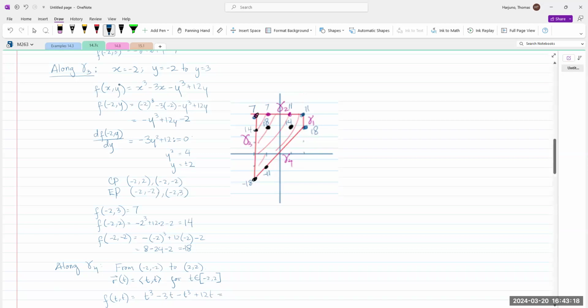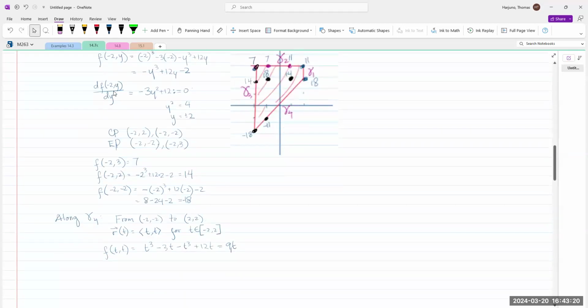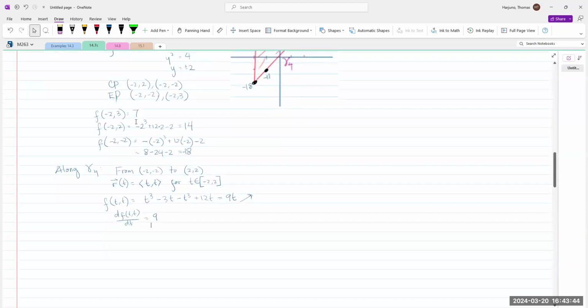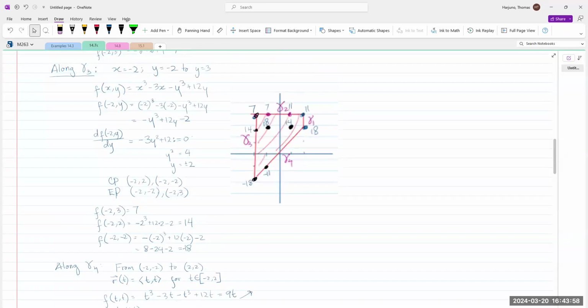Okay, and then from there I go on, simplify, compute. This is equal to 9t. Oh, that's easy. This is an increasing function. Therefore, no critical numbers except at the endpoints, right? In other words, if I do df(t, t) with respect to t, that will be a constant 9, right? Which is an increasing function. So we don't have critical points, but the endpoints are (-2, -2) and (2, 2), which we already computed the value.